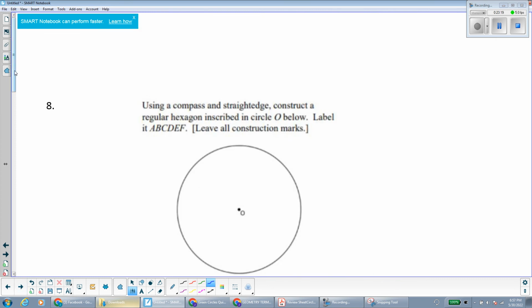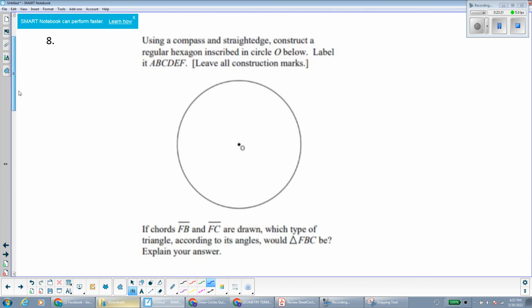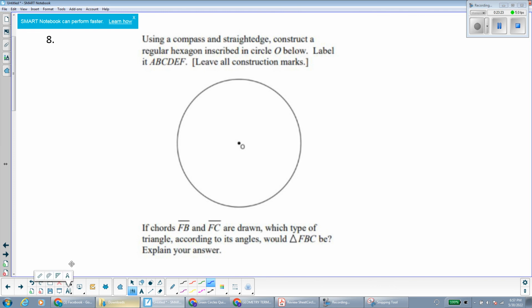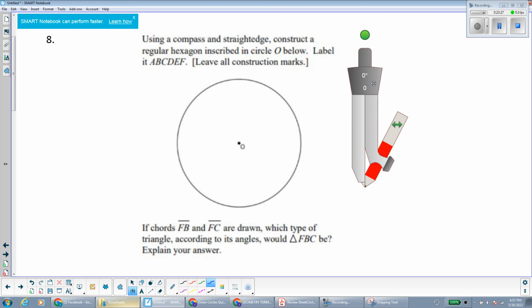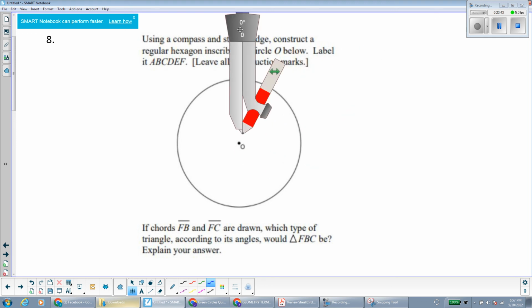Moving along to the last question, and then we'll briefly go over the bonus. Let me pull my compass out real quick. A lot of people were doing too much work for this question. They were constructing the center of the circle. You don't have to do that because they already give you the center of the circle, right? It says circle O. Circles are named for their center, and the center is right here marked in the diagram. So don't do more work than you have to.